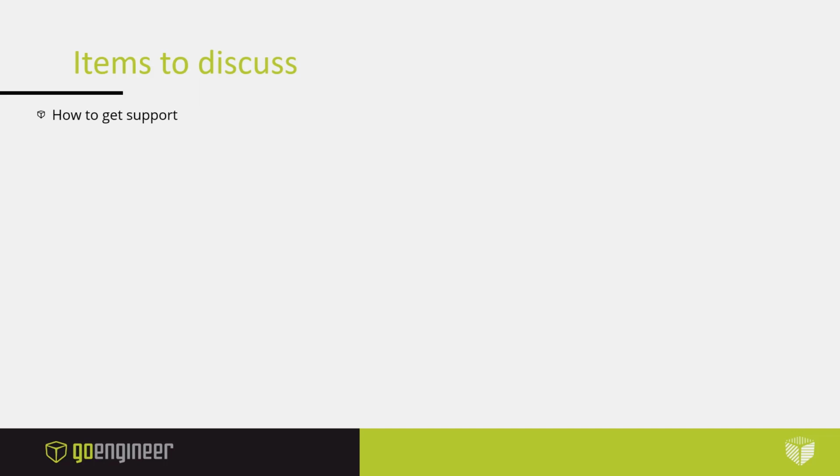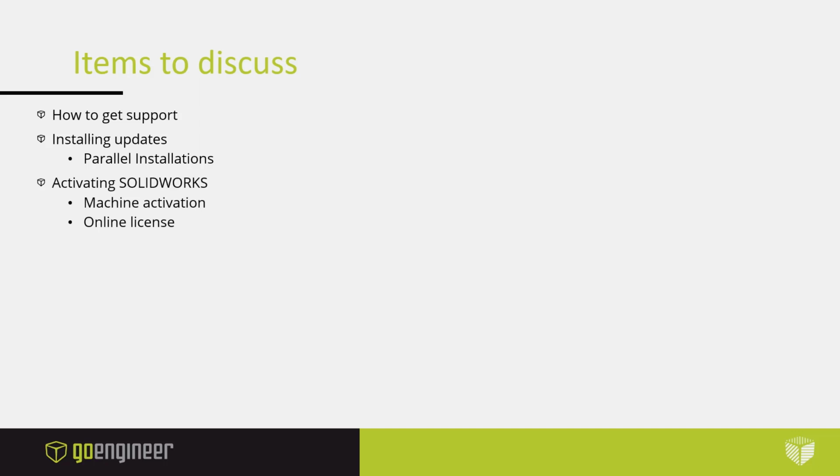Okay, so how to get support. We're going to start off really quick with that, to make sure you're able to reach us as quickly as possible. Installing updates, activating SOLIDWORKS, going through the different activation types. We're going to talk briefly on corrupt files, maybe how to avoid them, what to look for. Some notes on imported files and when not to work with 3D Interconnect. Educational files, that one's going to be pretty brief and straightforward.